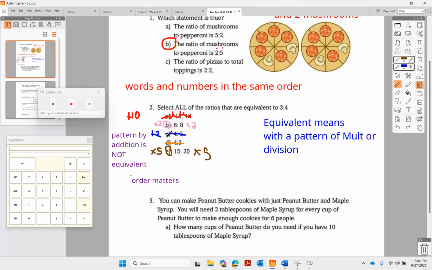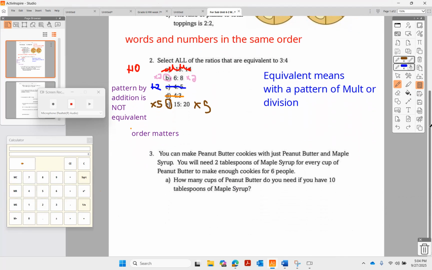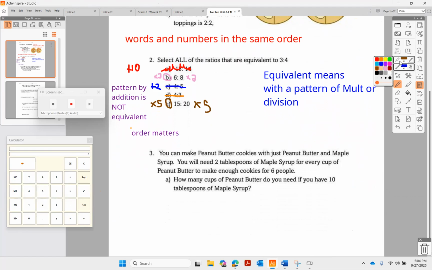Just saying. Okay, question 3, we've been cooking. So question 3 on your test actually deals with a recipe with only 2 ingredients. So I had to find another recipe that only dealt with 2 ingredients. I think this sounds a little disgusting. If anybody wants to try making it, let me know how it goes. But evidently, you can make peanut butter cookies with just peanut butter and maple syrup. You will need 2 tablespoons of maple syrup for every cup of peanut butter.